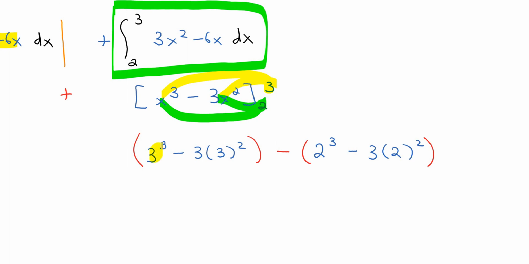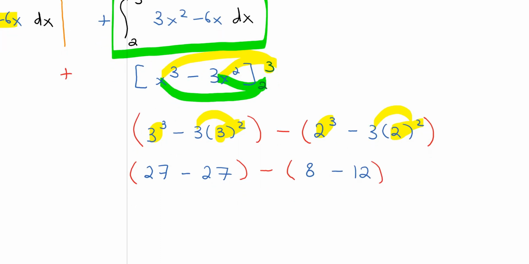And then after that, let's go ahead and just calculate this. 3 to the power 3 is going to be 27. So 27 minus, and then 3 to the power 2 here is going to be 9, and 9 times 3 is going to be 27 as well. Minus, and then over here I have 2 to the power 3, which is going to be 8, minus, and then I have 2 to the power 2, which is 4, and 4 times 3 is going to be 12. Okay, after that we can see that this part will give you 0, minus, and this part here is going to be negative 4. And remember, when you have a negative and a negative, that gives you positive 4.